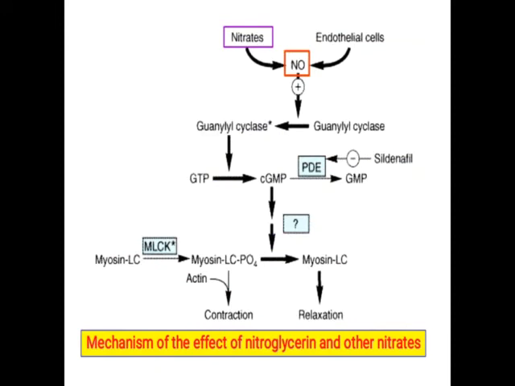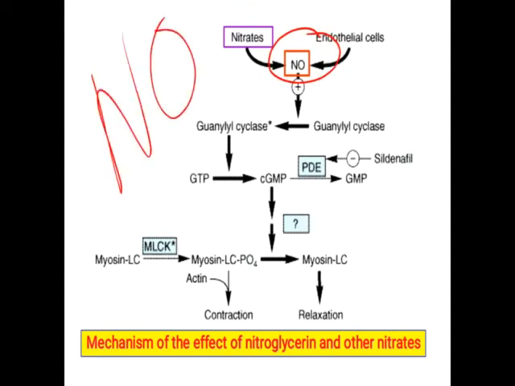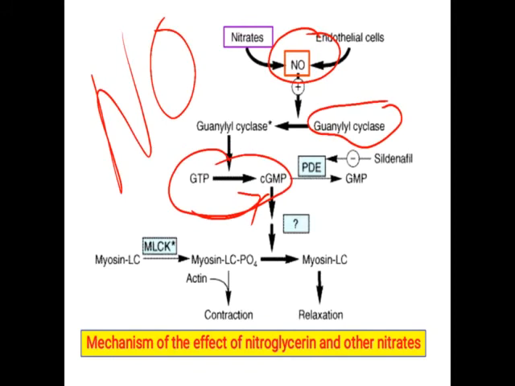What is the actual mechanism of action? When we give nitrates as a drug, they are converted into nitric oxide. This nitric oxide is responsible for activating the enzyme guanyl cyclase. Guanyl cyclase is responsible for the conversion of GTP into cyclic GMP. Likewise, adenyl cyclase converts ATP into cyclic AMP. Similarly, guanyl cyclase converts GTP into cyclic GMP, and the activation of this enzyme is done by nitric oxide.